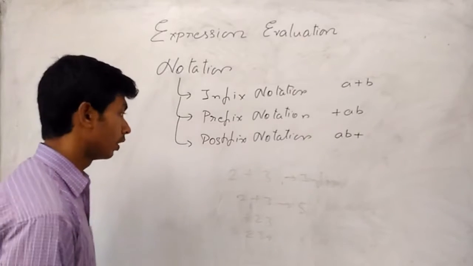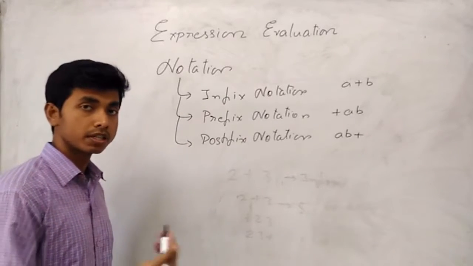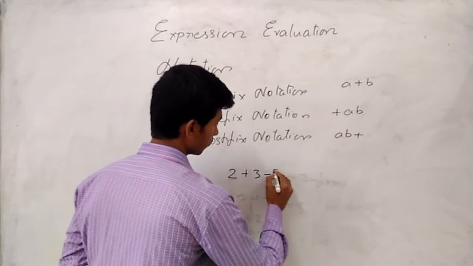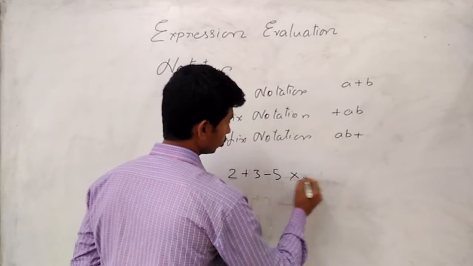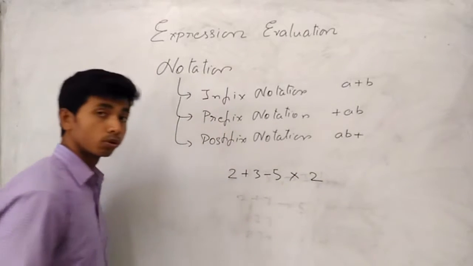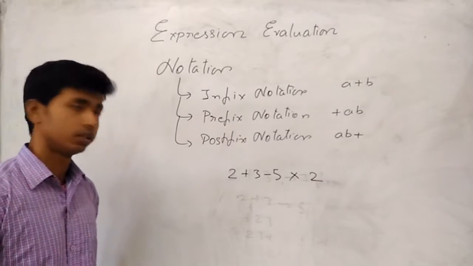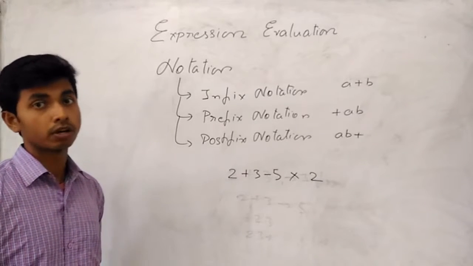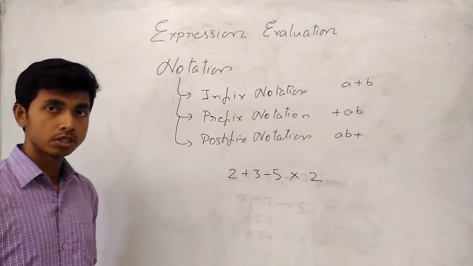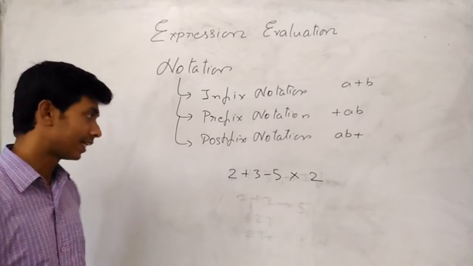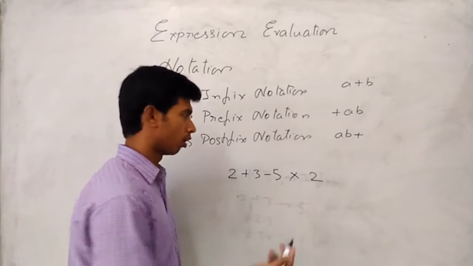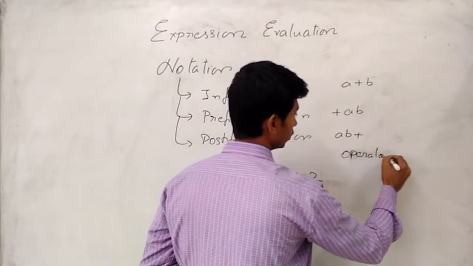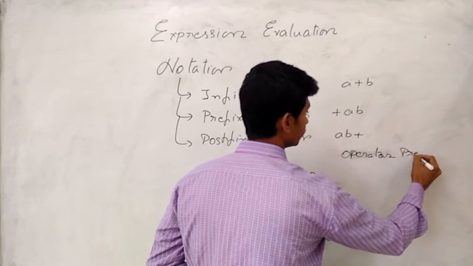The problem arises when we have multiple operators and operands together. Like if I want to write 2 plus 3 minus 5 into 2, which operator needs to be evaluated first? We are not sure about that. So what we humans use is operator precedence.